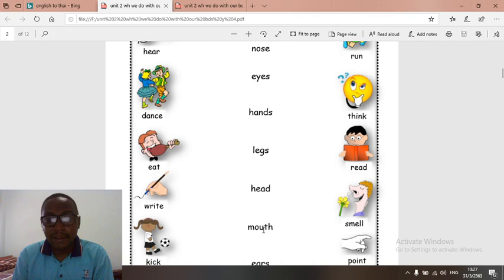What do we use to point? We point with our fingers. So draw an arrow and so on. What do you use to speak? You speak with your mouth. So you draw a line.